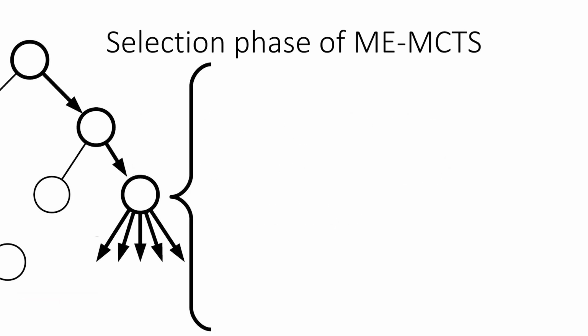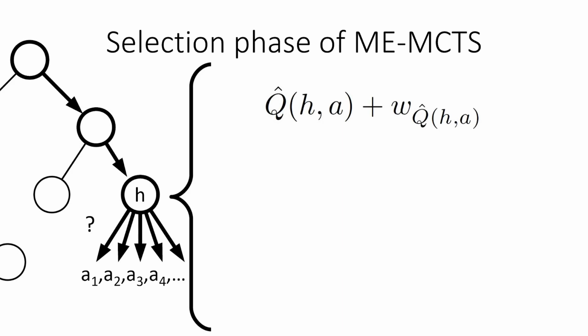So again, let's suppose we're in the selection phase of MCTS, in a node representing a history h of previously observed states and actions, and we now need to choose our next action among all legal actions. In vanilla MCTS, we typically choose the action that maximizes an expression similar to this one, an expression that consists of a value estimate Q hat for the action, so we can exploit our knowledge of which actions seem to be best so far, and an additional term called W here that expresses our uncertainty about this value estimate so that we can keep exploring and improving our estimates.